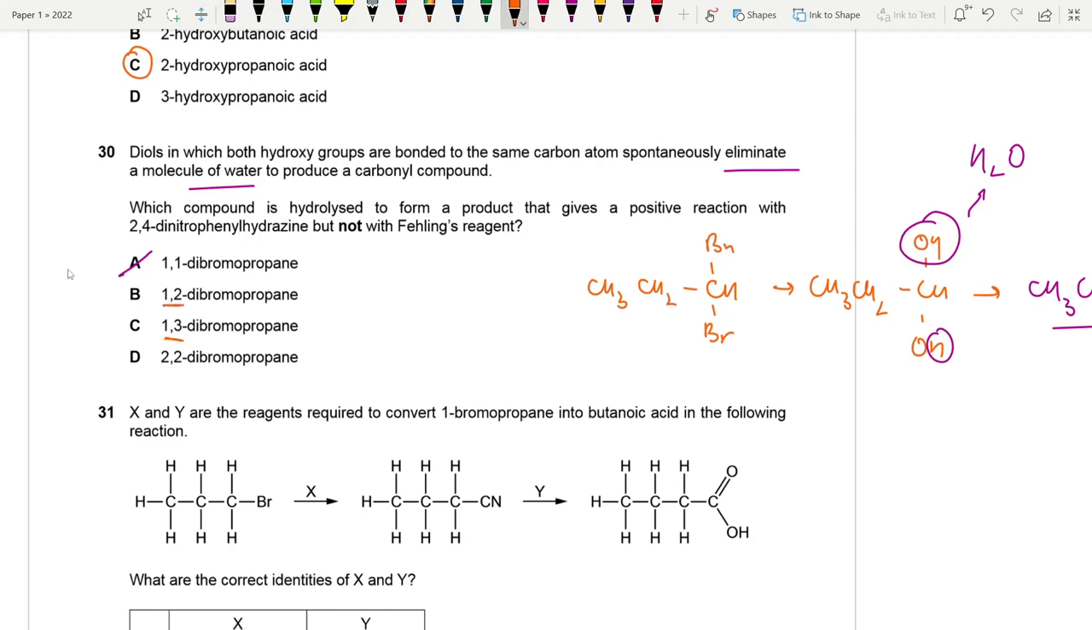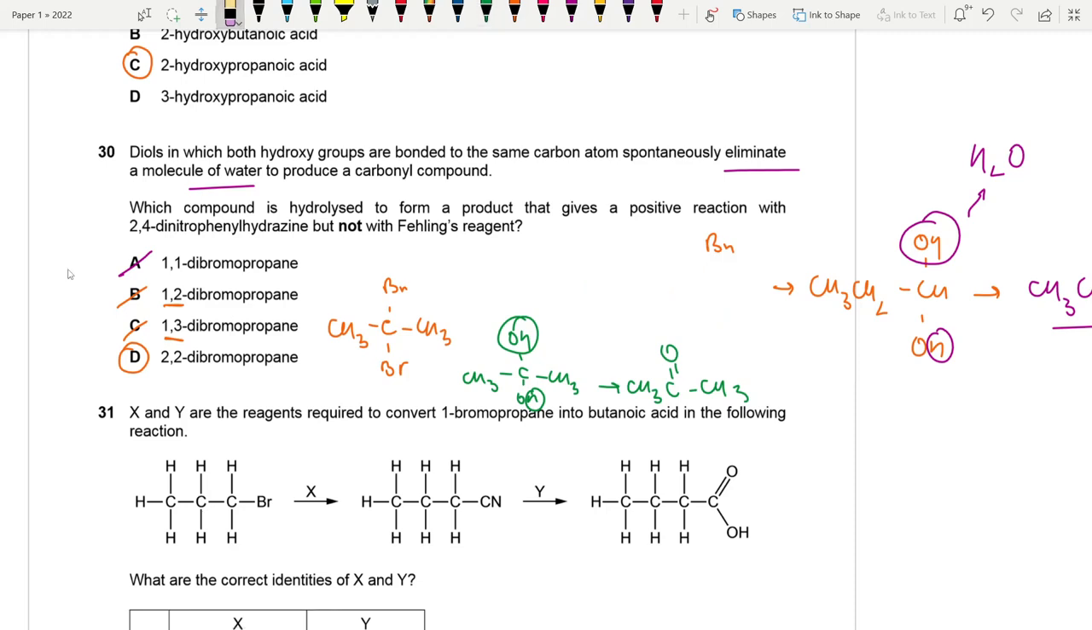Like this is 1,3, this is 1,2. So B and C are wrong. It should be D. Why? Check this out. CH3CBr2CH3. After hydrolysis, this turns into CH3C(OH)2CH3. So after you get rid of one molecule of water, you're going to end up with CH3COCH3. Understood? We're going to get a ketone, which gives a positive test with 2,4-DNPH, but a negative test with Fehling's reagent. So the answer is D.